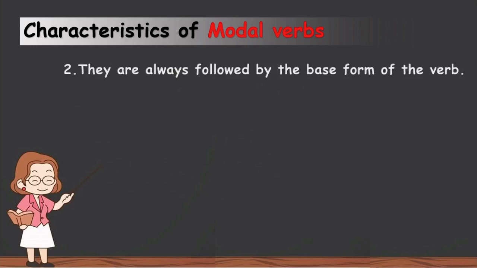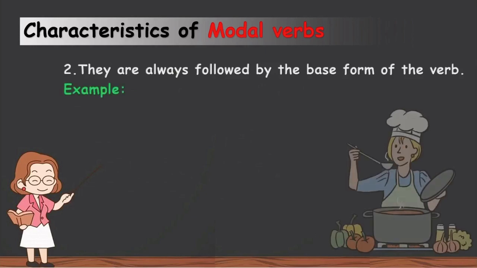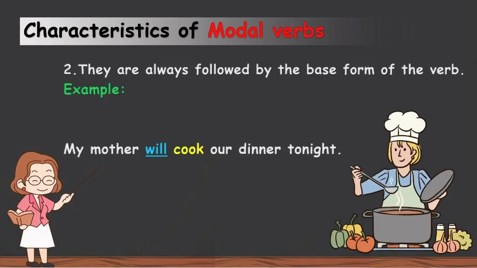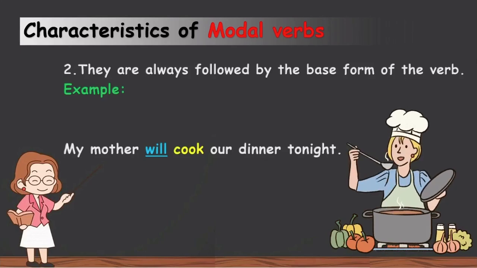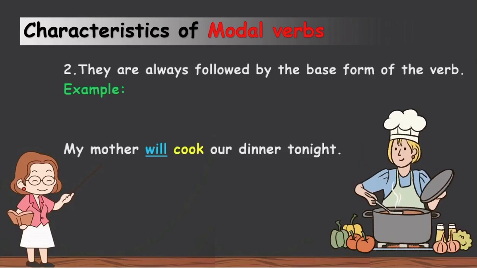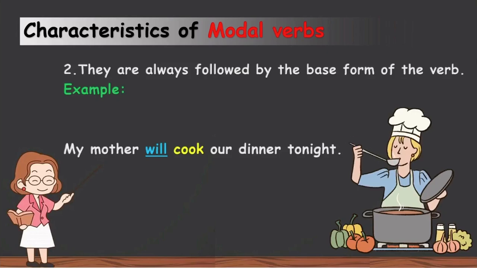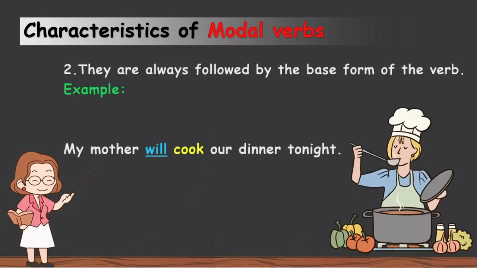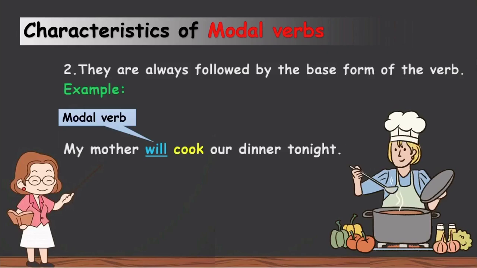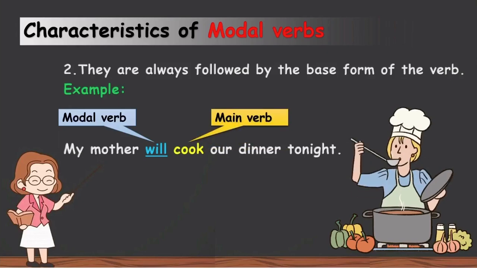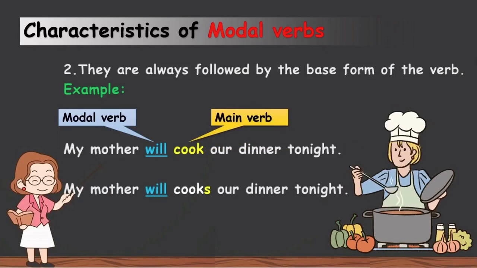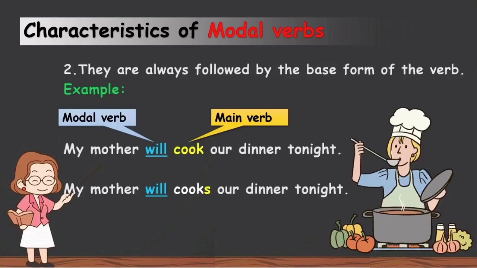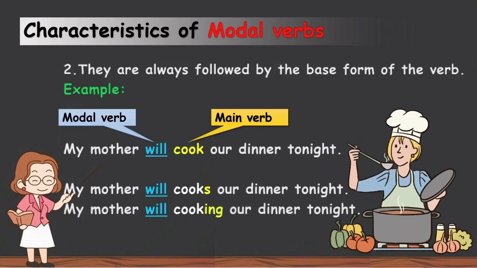Next, they are always followed by the base form of the verb. Example, my mother will cook our dinner tonight. The modal verb is will, and it is followed by the main verb, cook. You cannot say, my mother will cooked our dinner tonight, or my mother will cooking our dinner tonight.